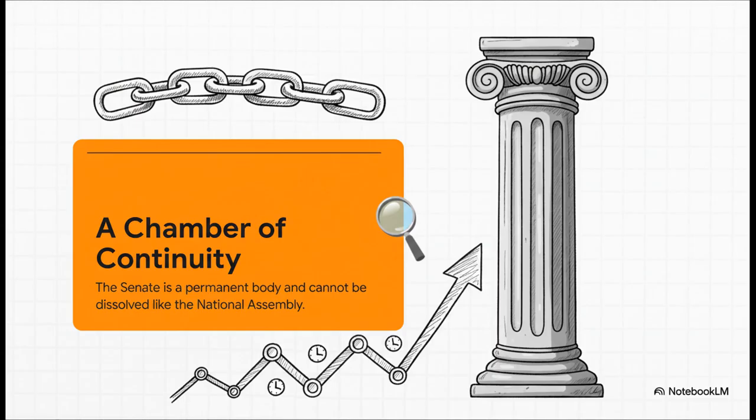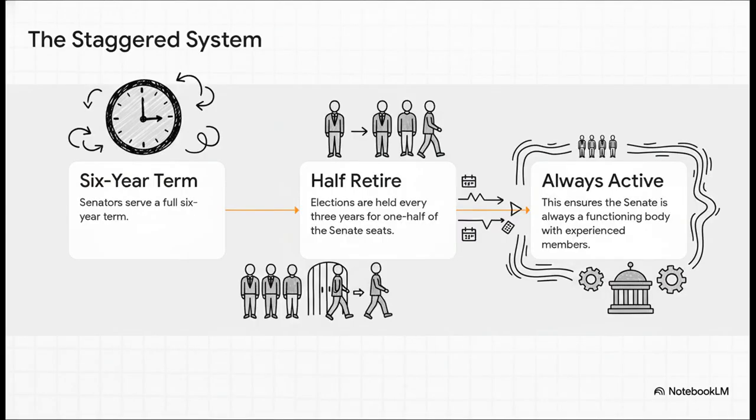And this is a really critical difference. The Senate is a permanent, continuous body. A prime minister can advise the president to dissolve the National Assembly, and poof, it's gone. But the Senate? Nope. It can never be dissolved. It's always there, acting as a constant, stabilizing force in the country, no matter what kind of political chaos might be going on.